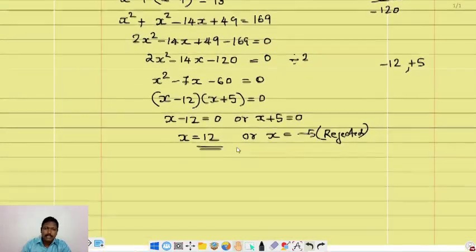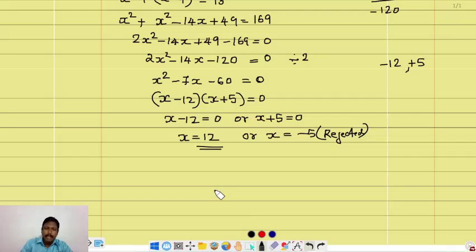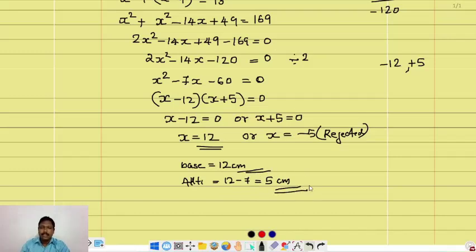X is equal to 12 means base is equal to 12. Base we have taken as x, so base is equal to 12 centimeter. And altitude will be x minus 7, that is 12 minus 7, that is equal to 5 centimeter. So the base is 12 centimeter and the altitude is 5 centimeter.